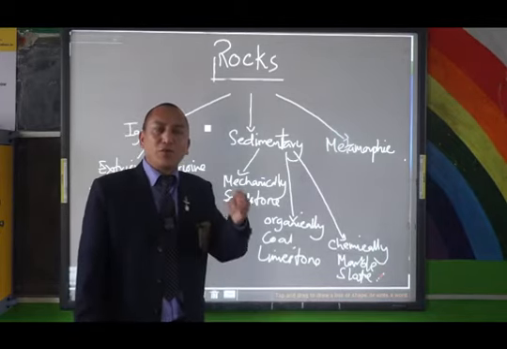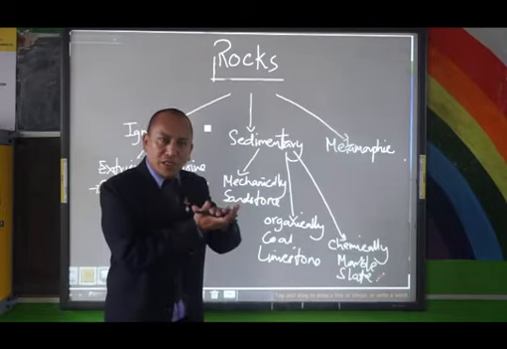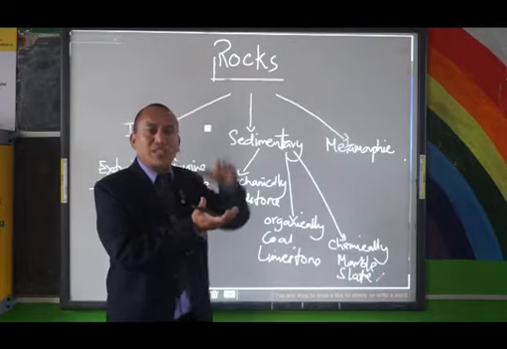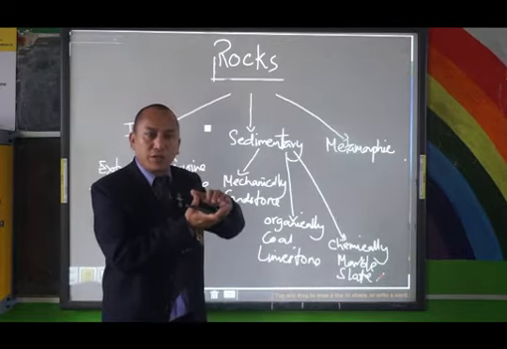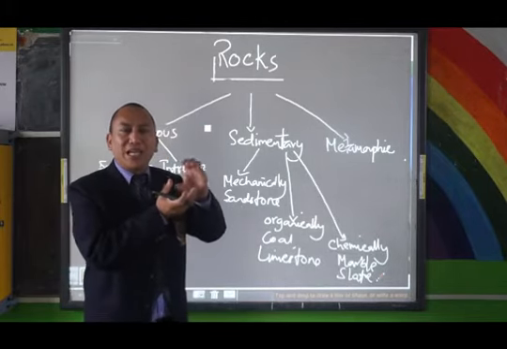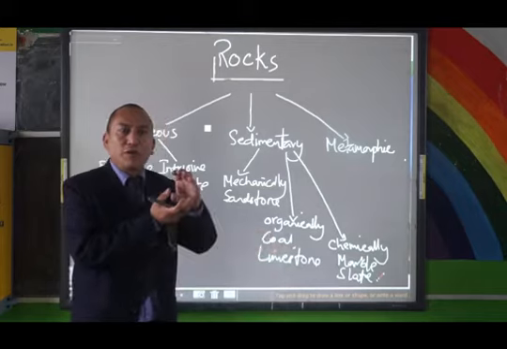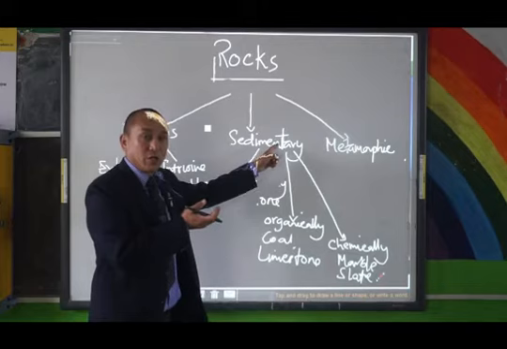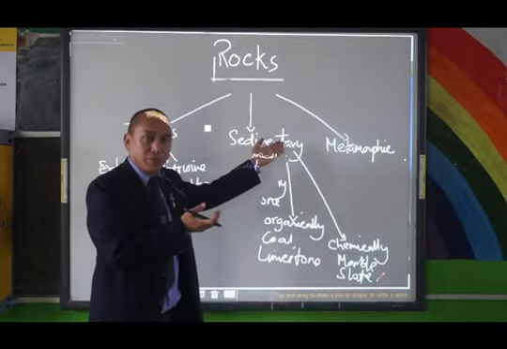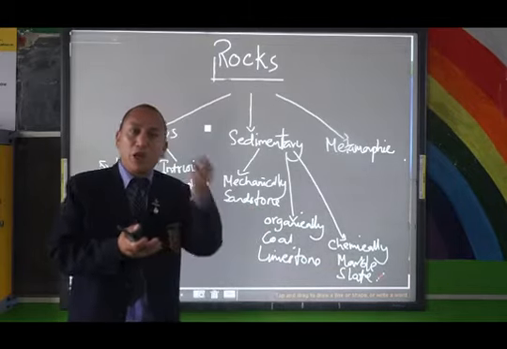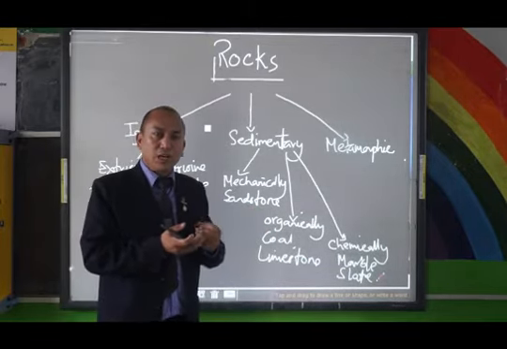When the skeletons of the dead organisms, like corals, oysters, algae, are compressed over thousands of years, they are cemented together in the shallow lakes or on the sea floor, turning into sedimentary rocks. But they are termed organically formed sedimentary rocks because they are formed from living organisms.